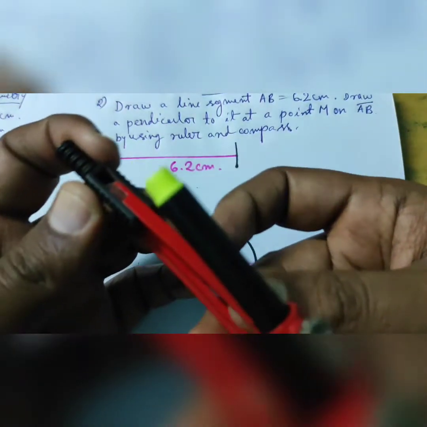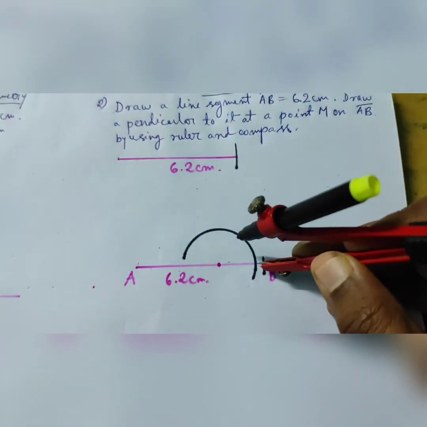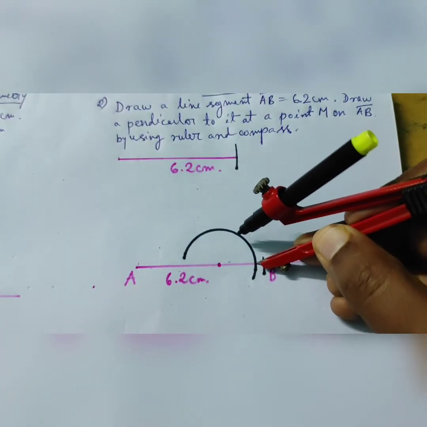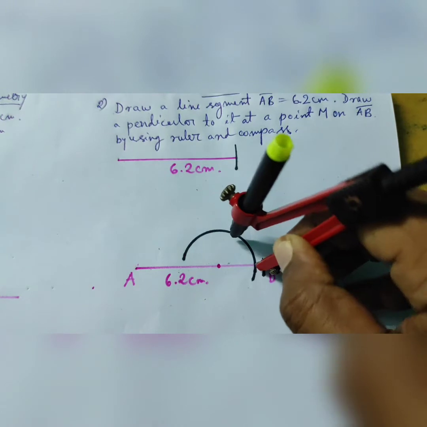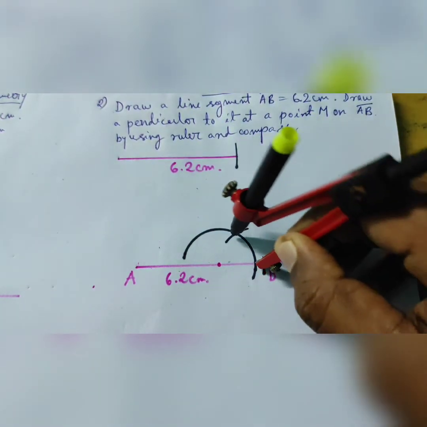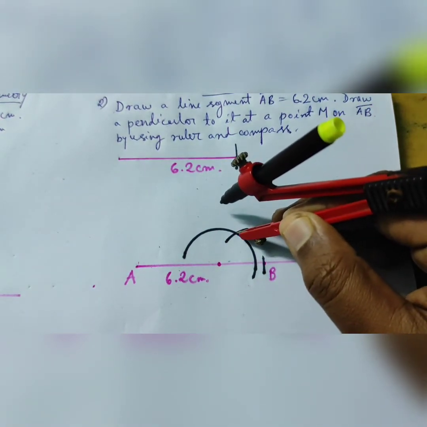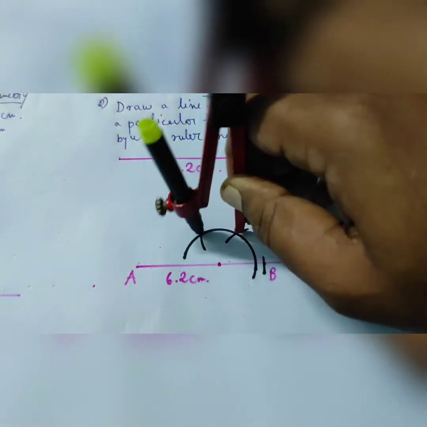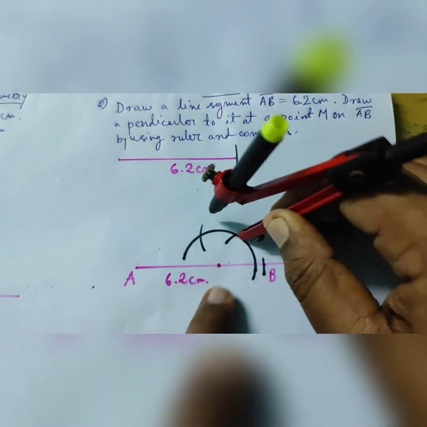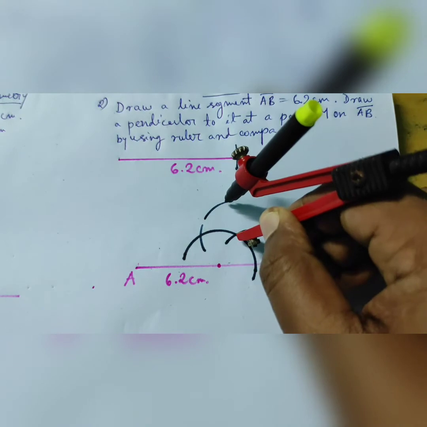Now with the same gap, with the same measurement, we will put the needle at this point. So this is our second arc. Put the needle here and draw the arc like this. Now put the needle at this point and draw this arc like this. So this is the third arc, and putting the needle at this point only, draw the fourth arc over here.